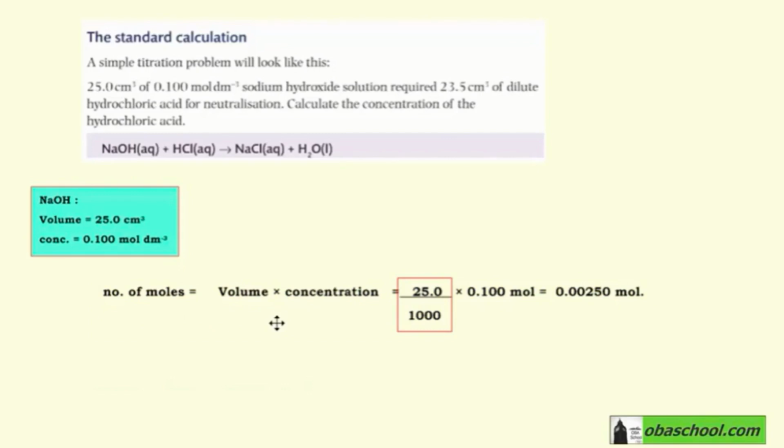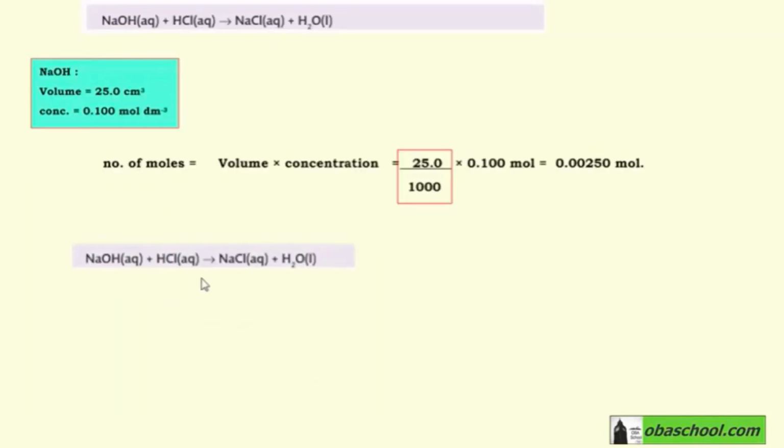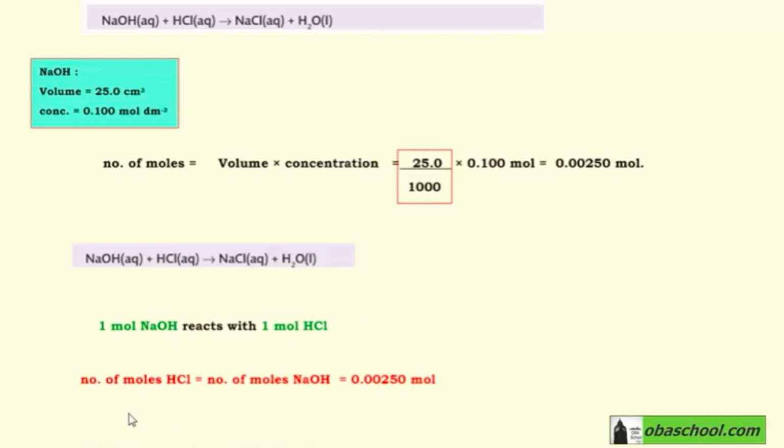The second step is to look at the equation after obtaining the number of moles of sodium hydroxide. We can see that 1 mole of sodium hydroxide reacts with 1 mole of hydrochloric acid. So the number of moles of sodium hydroxide equals the number of moles of hydrochloric acid. Hence, the number of moles of hydrochloric acid equals 0.00250 moles. Now we have the number of moles of hydrochloric acid.